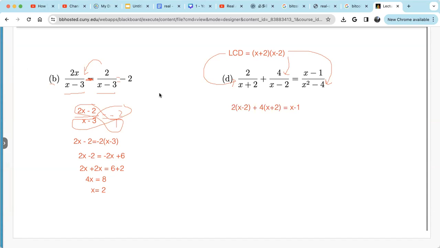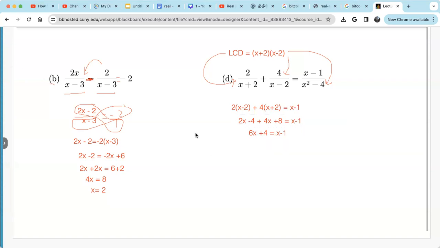Now let's distribute. So we get 2x minus 4 plus 4x plus 8, which equals x minus 1. Let's do it step by step. Now let's combine like terms. So I have 2x plus 4x, which is 6x. Then I have minus 4 plus 8, which is plus 4. That equals x minus 1.